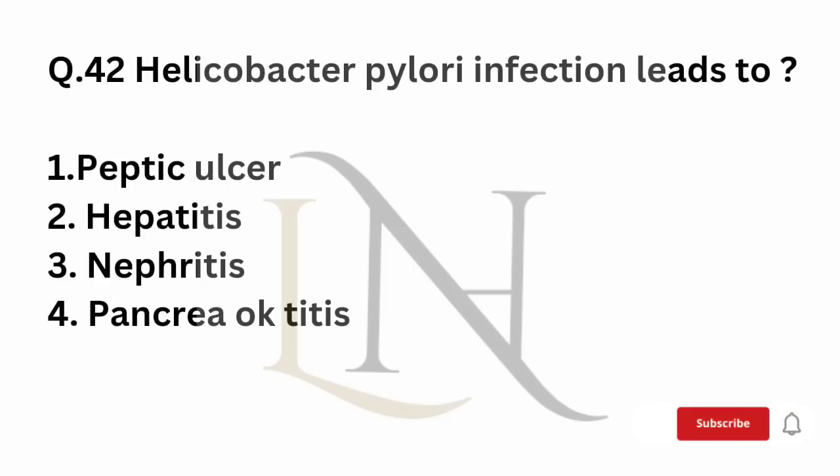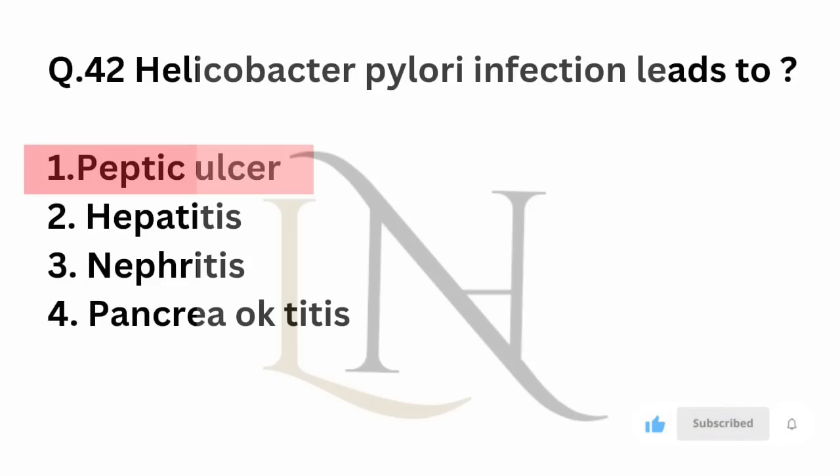Helicobacter pylori infection leads to option 1 peptic ulcer, option 2 hepatitis, option 3 nephritis, option 4 pancreatitis. Correct answer option 1 peptic ulcer is caused by Helicobacter pylori. Next MCQ.